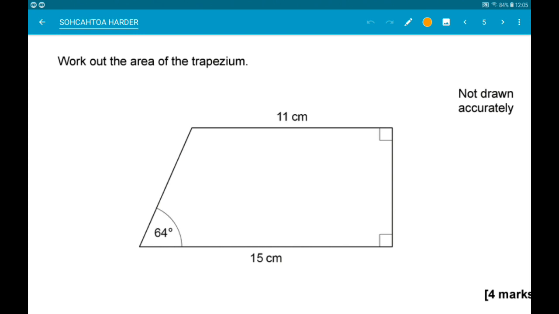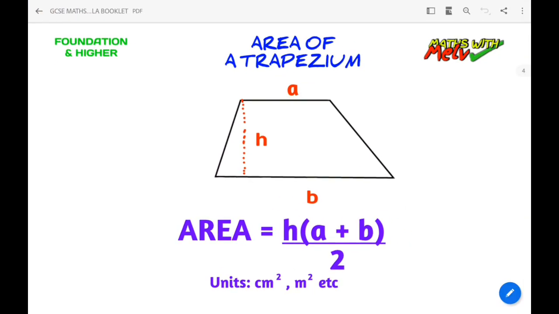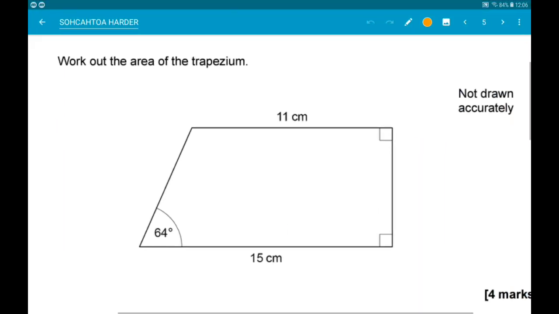So again, it's in the formula book, here it is. So we add the top and bottom lengths, multiply by h and divide by 2. So here then, we have the top and bottom lengths, so that's good. What we don't have is the height.